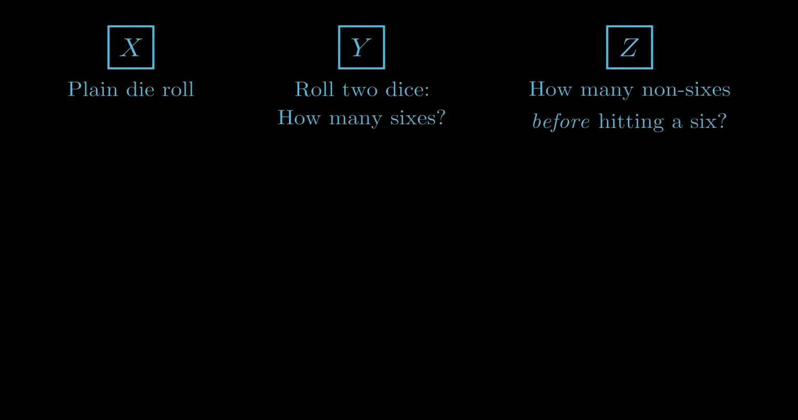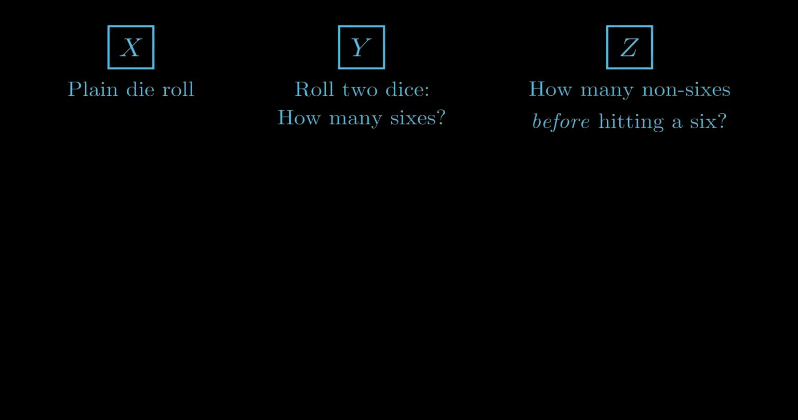Alright, in our last video we met 3 discrete random variables which we described as these magic boxes. You can reach into a box and ask it for a number, and it'll quickly run some experiment and hand you some result. So X was the easiest one.